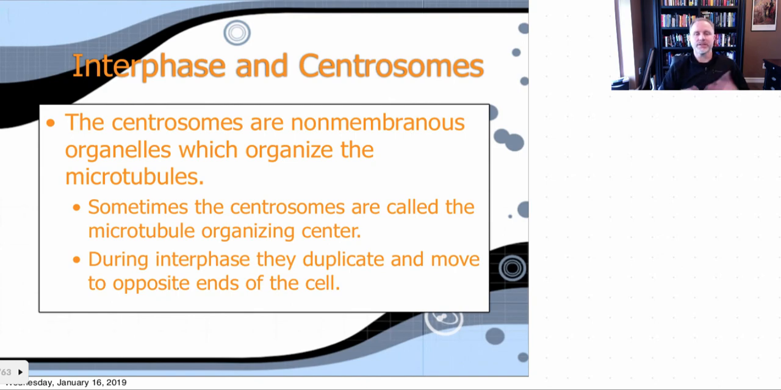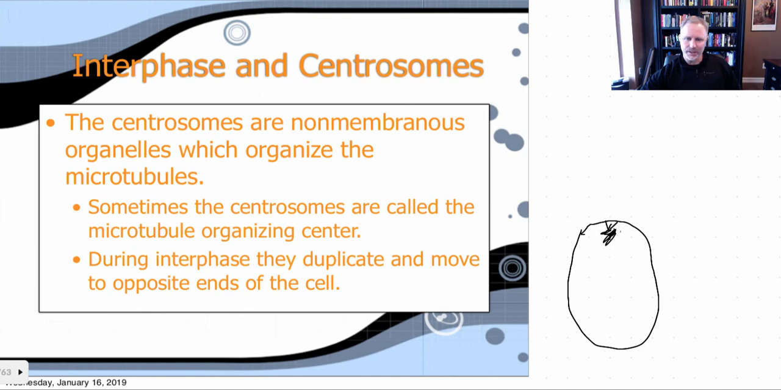Now, centrosomes, these are non-membranous types of organelles that you find in animal cells. And sometimes these are referred to as the microtubule organizing center. And what they're going to do is give rise to the microtubules that are going to extend out during interphase. They duplicate and eventually migrate towards the opposite ends of the cell. If you have this cell here, they're going to migrate towards the opposite ends of the cell, and then attach in a way to the cell membrane here, and then here as well.